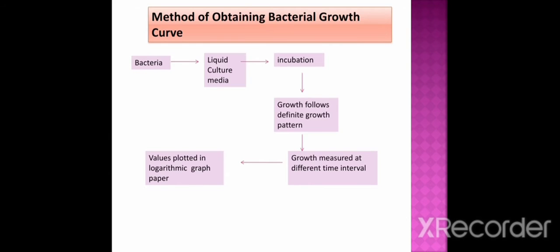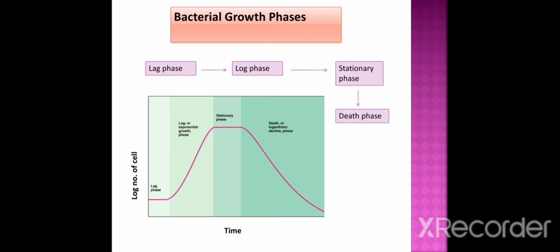Now how do we obtain the bacterial growth curve? To obtain a bacterial growth curve, first we have to inoculate a bacterial culture into a suitable liquid culture medium. Then this culture medium should be incubated at a particular constant temperature and proper environment. The growth follows a definite growth pattern. The growth is measured at regular time intervals and the values obtained are plotted on logarithmic graph paper. Here is a typical growth curve.